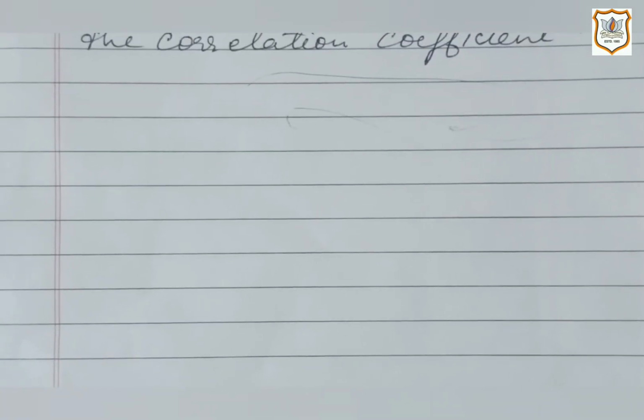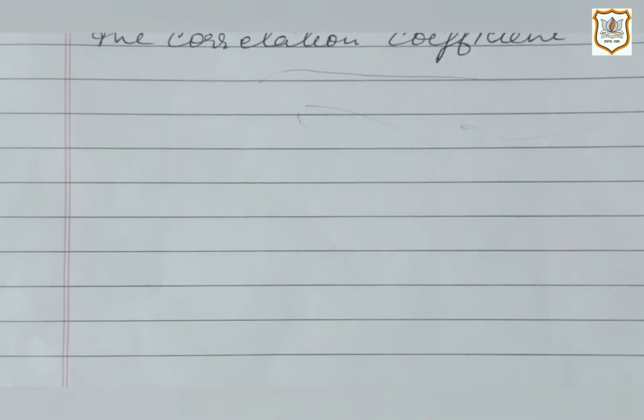Now let us solve this sum. Now see, in this question, the first thing is there are 10 students. So since there are 10 students, n will be equal to 10.